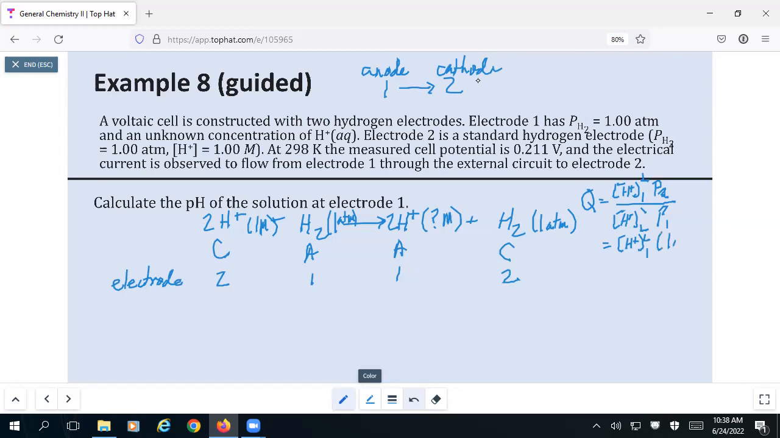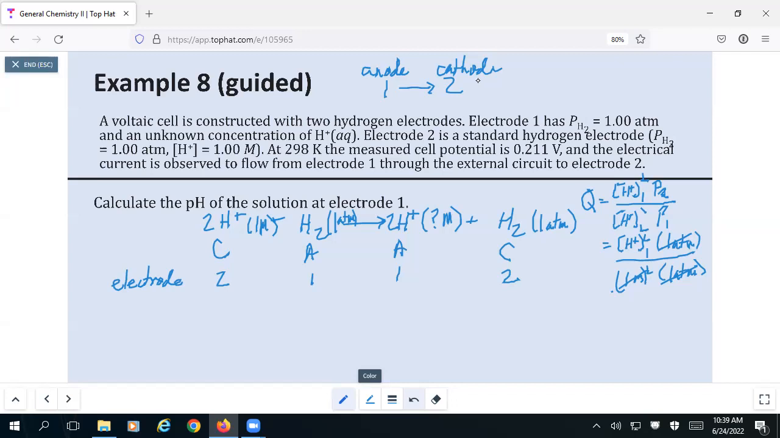Everything else, this was 1 atmosphere. This is 1 molar squared. This is 1 atmosphere. So the pressures cancel. 1 squared is 1. Whatever value we get for Q is going to be equal to the square of the concentration of the hydrogen ion. So that's what we need to keep in mind as we're evaluating the Nernst equation here.